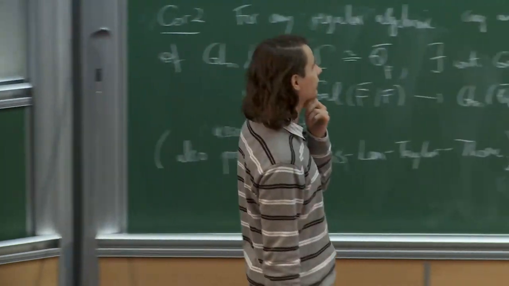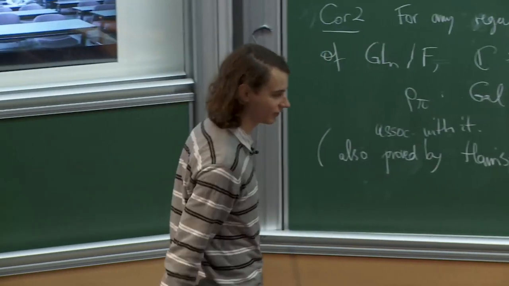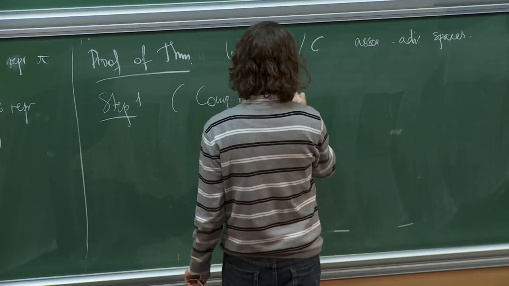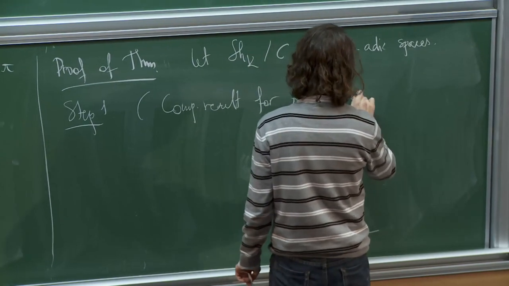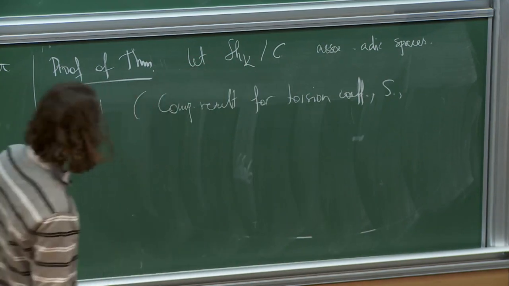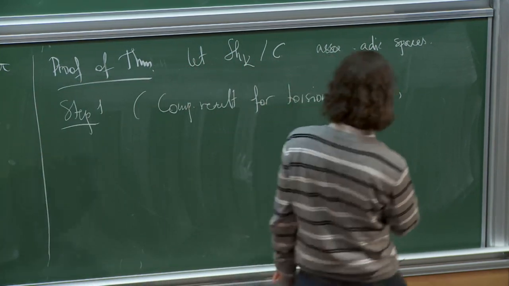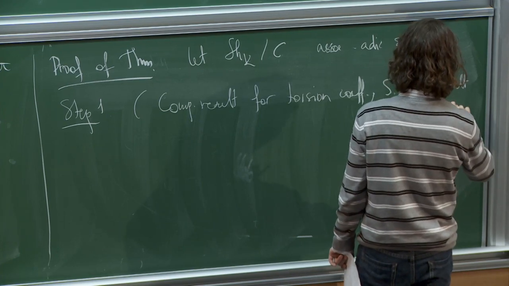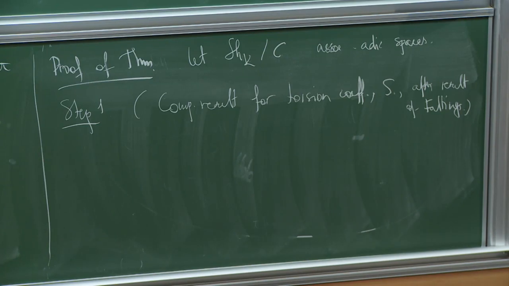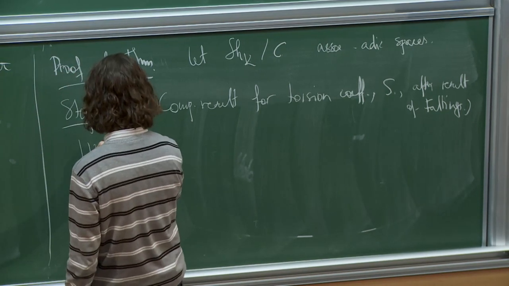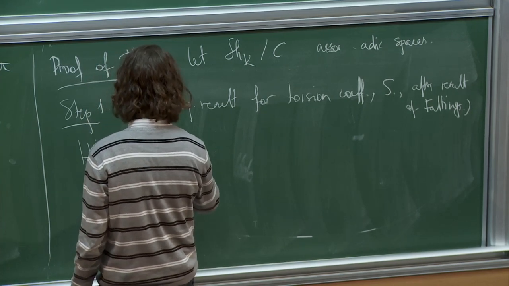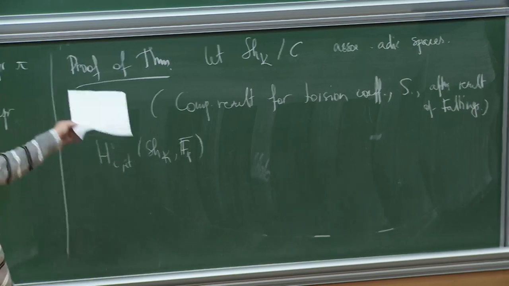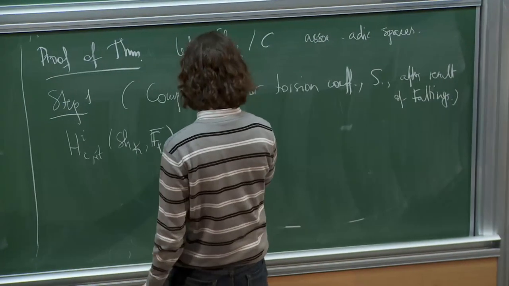And so one needs a different kind of comparison result, where the thing you compare it to is a priori still something mysterious. It's the following statement, a comparison result for torsion coefficients, which appears in my work on p-adic Hodge theory, but it's modeled on the result of Faltings. So it says that if I look at the étale cohomology group with torsion coefficients, it doesn't matter whether I compute it on the adic space or on the variety, it's the same. A general comparison result.